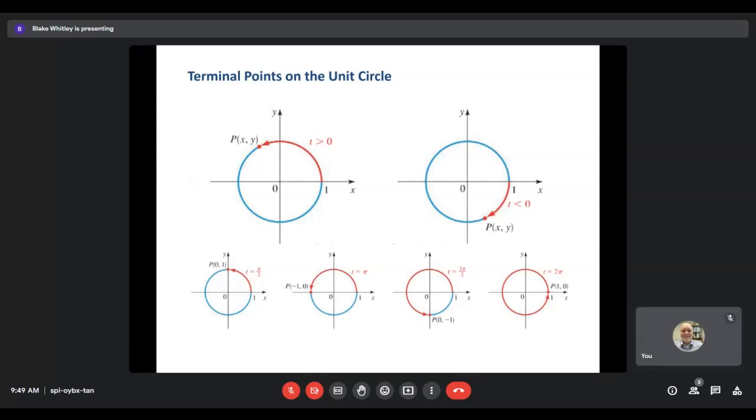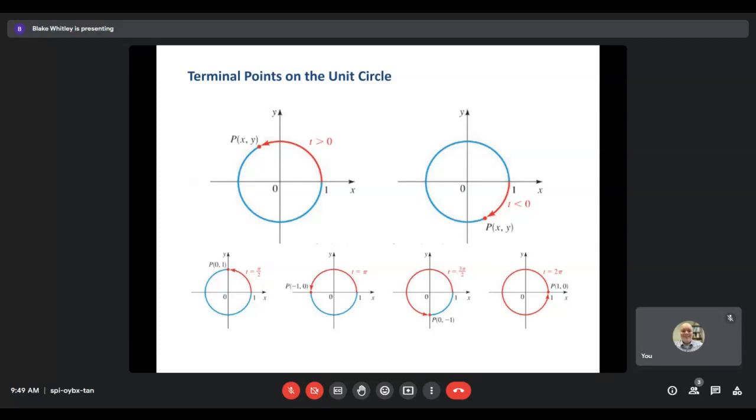And a t-value of pi now along the unit circle is going to give us a point at -1, 0. And again, that's halfway around our unit circle. 3 pi over 2 is 3/4 of the way around, and so we get a point at 0, -1. And then 2 pi is a complete revolution. We're going to go all the way around the unit circle now, and that gives us a point all the way back at 1, 0.